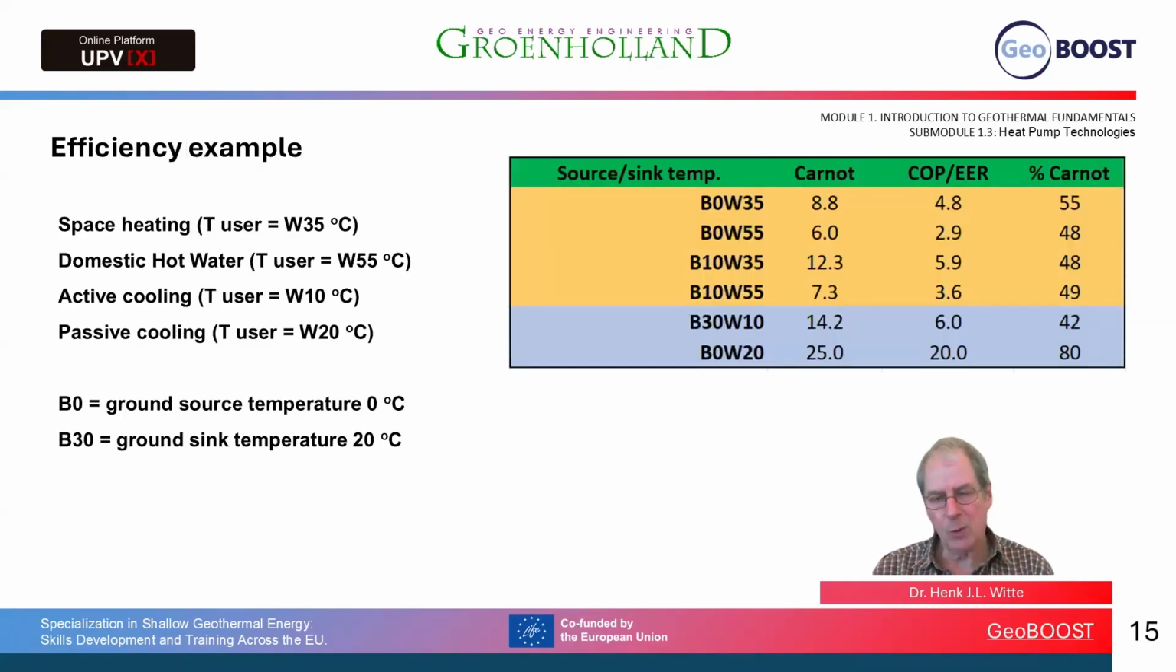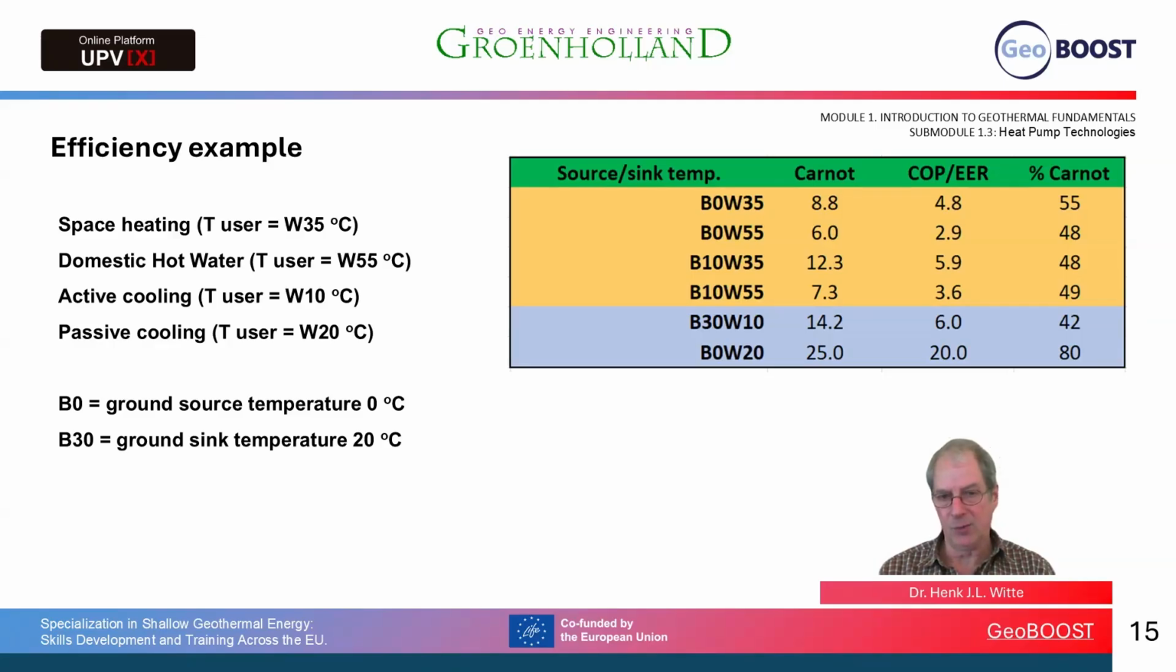Now, looking at an example with different source temperatures and different user temperatures, B stands for the ground, for the bodem in Dutch, and W stands for water. So we have B0, W35, the ground is 0, and the water side is 35. The Carnot efficiency that we expect is 8.8. The actual efficiency, the COP of a heat pump, would be around 4.8, and the achievement of Carnot efficiency is about 55%. So we have a little bit more than half of the maximum attainable efficiency.